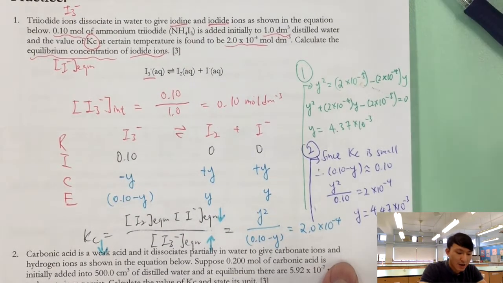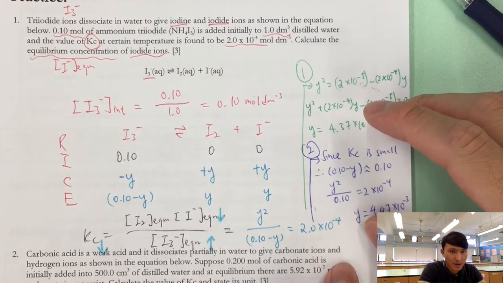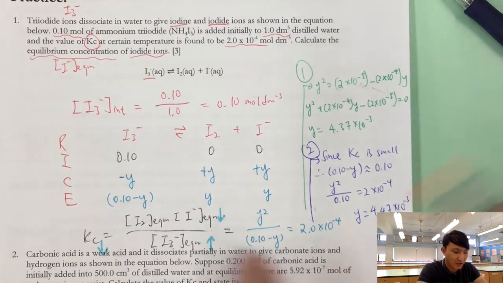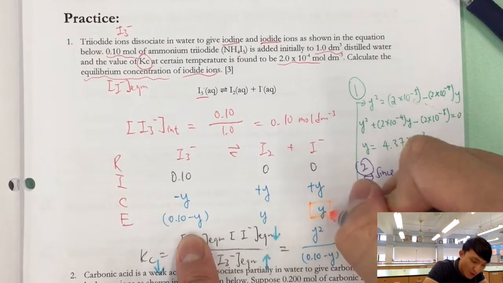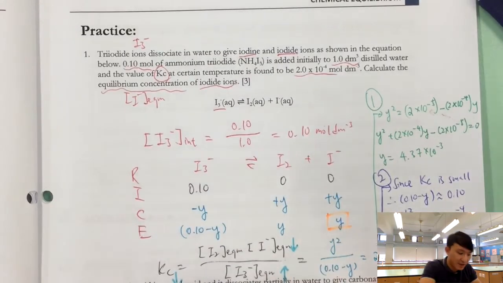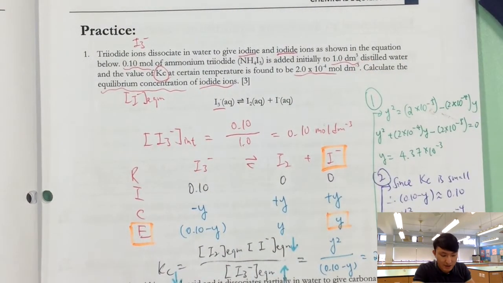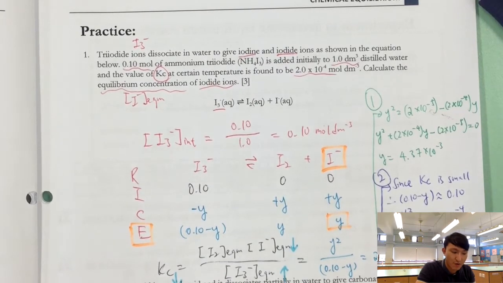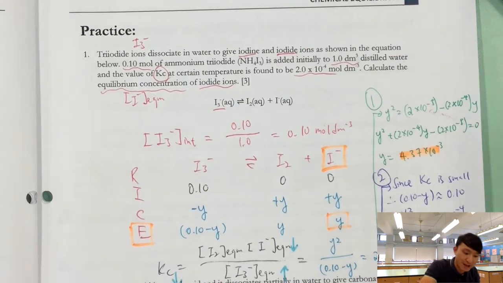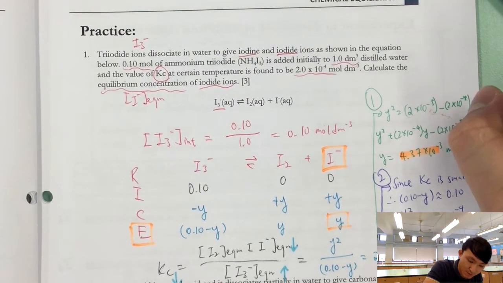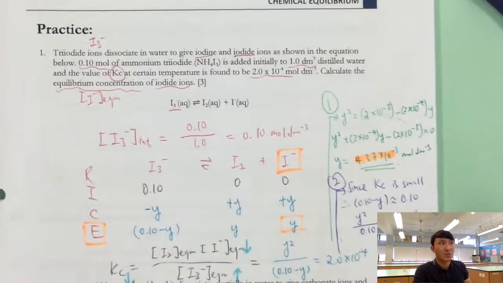Now, after calculating y, actually what is y? You can come back to the equation over here. You see, y is basically the equilibrium concentration of iodine. So the equilibrium concentration of iodine would be this one. Of course, you give back the units: mole per dm cube. So this is how it works.